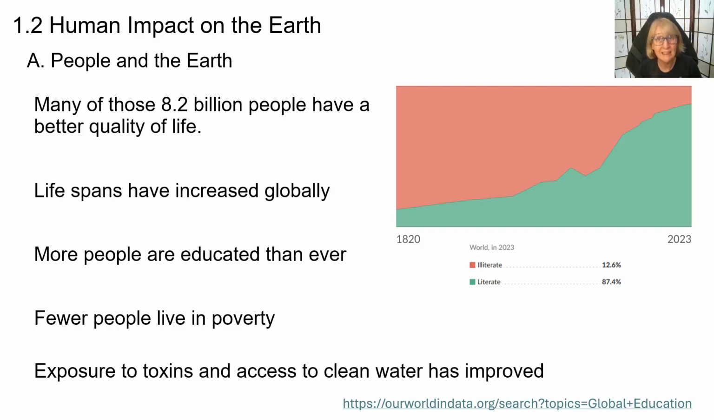Humans have a really inordinate impact on planet Earth. We have about 8.2 billion people right now on planet Earth, and life has improved remarkably for those people. We are one of those people. For us people, in the last 200 years.